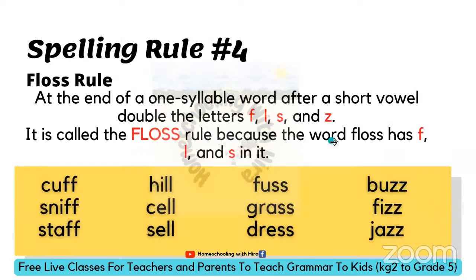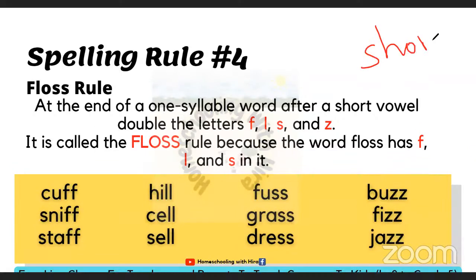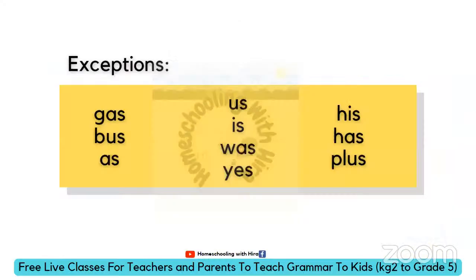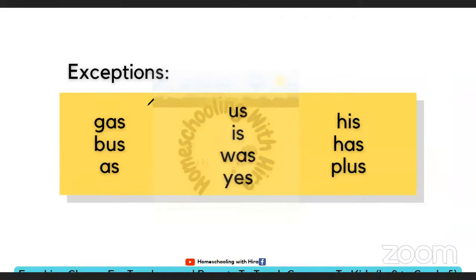Another rule, floss rule, we have already discussed in detail. I'm not going to repeat it, but again, it is all about short vowel and short word. If you have a short vowel sound at the end of a short word, we need to double F, L, S, and Z. See, in this workshop, I told you this rule in detail. These are some words, and here are some exceptions to floss rule.